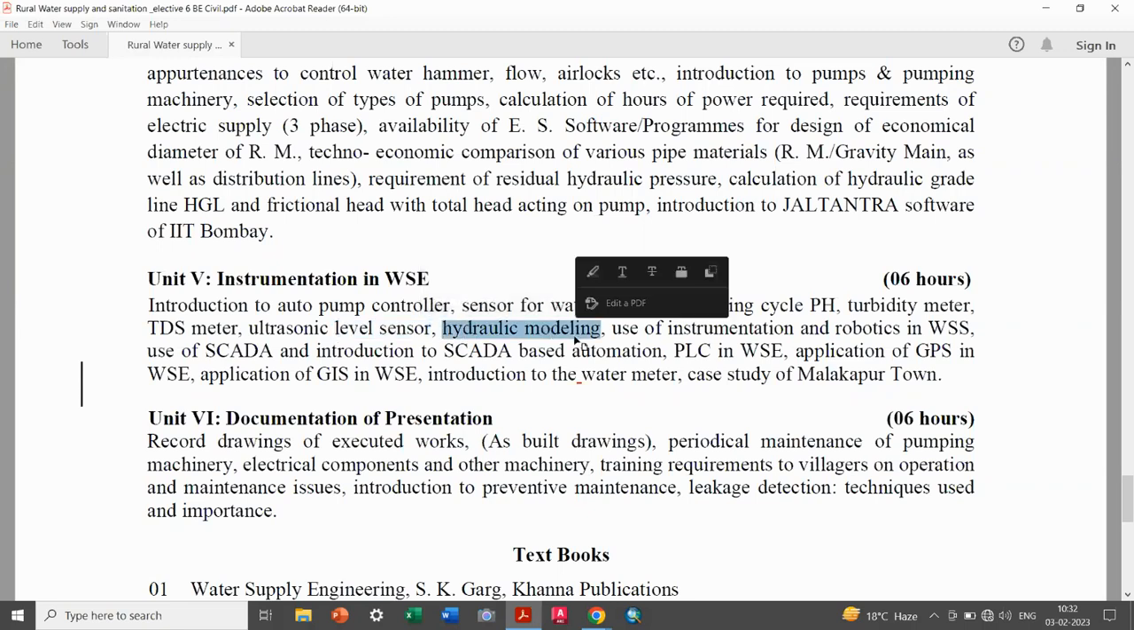So, hydraulic modeling you can do in different software like HEC-RAS. Use of instrumentation and robotics in WSS.